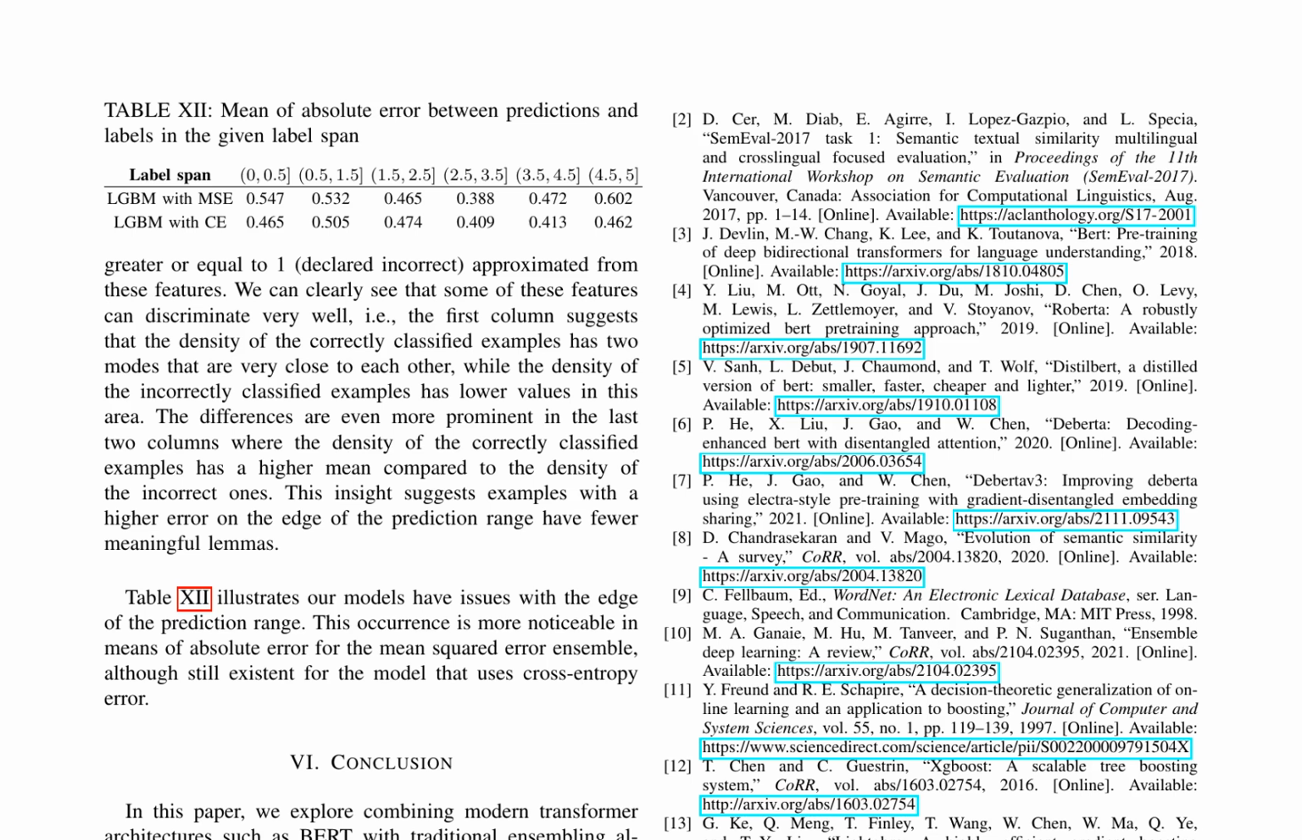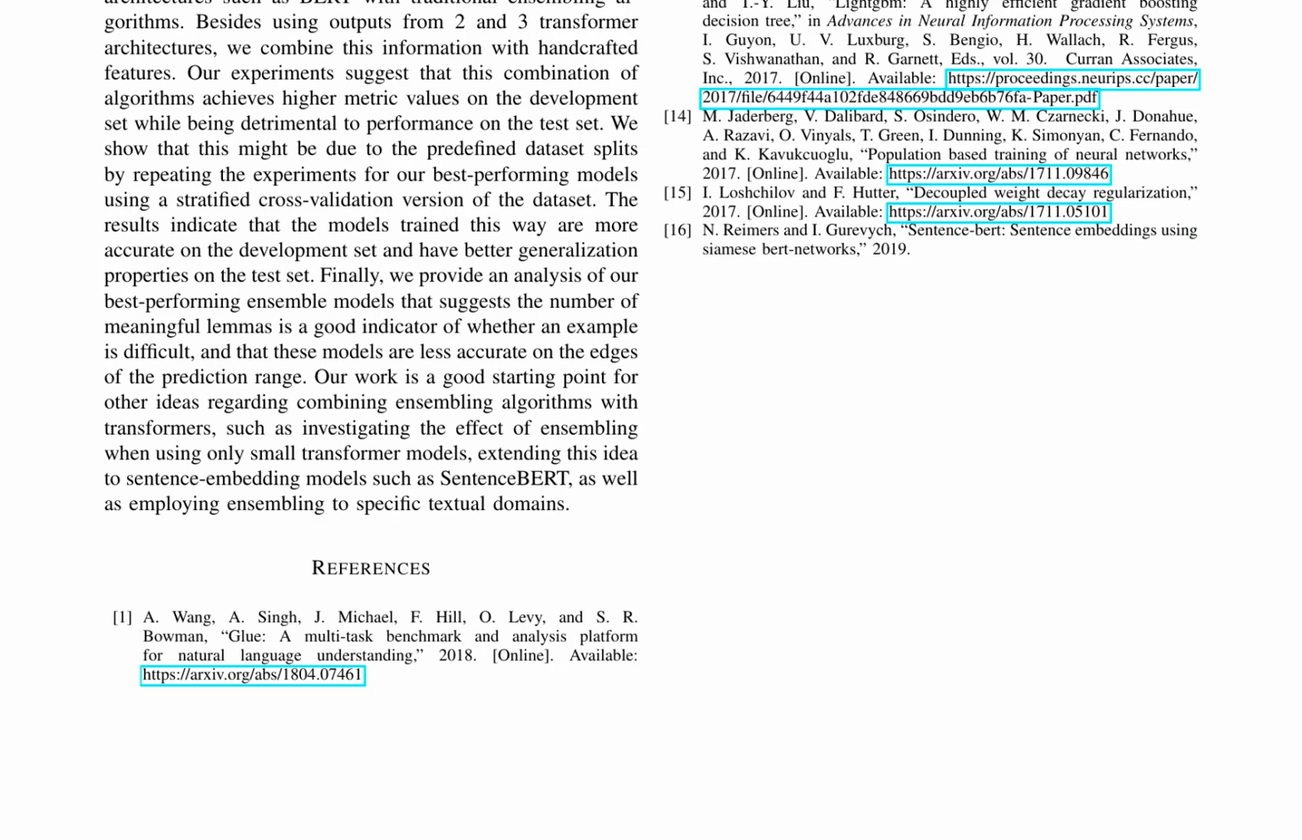the CE model. The combination of modern transformer architectures like BERT with traditional ensembling algorithms improves performance on the development set. However, the models generalize poorly to the test set, attributed to the predefined dataset splits. Analysis of the best performing ensemble models reveals that the number of meaningful lemmas is a good indicator of whether an example is difficult. These models are less accurate on the edges of the prediction range.